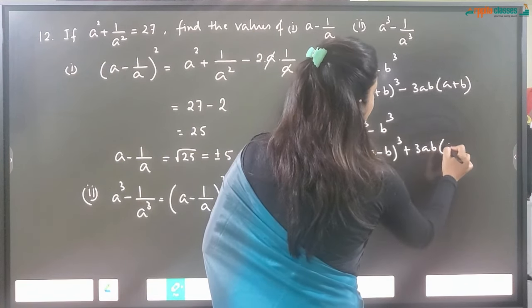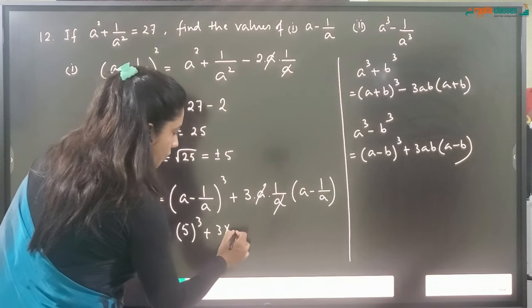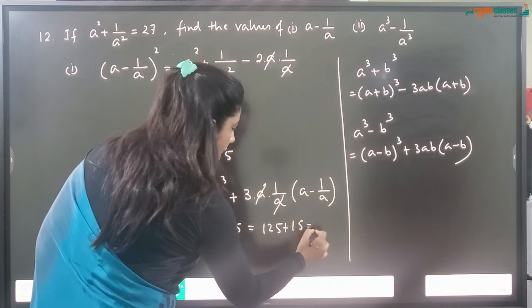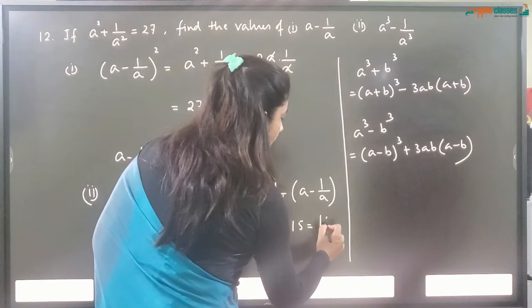Okay, so here a and a will get cancelled. A minus 1 upon a whole cube, a minus 1 upon a, I'll take the positive value, that's 5. 5 cube plus 3 into 5. So that is 125 plus 15 and 125 plus 15 is 140.